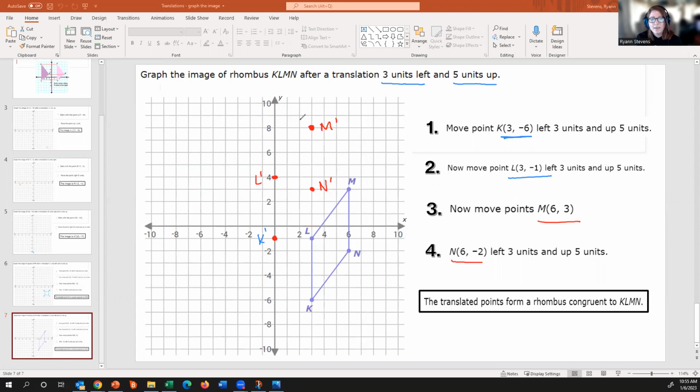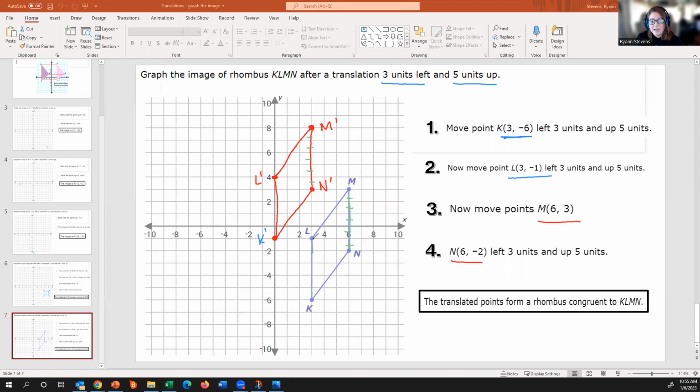And from this point, we can connect these. And we should have a shape that's very similar. It is congruent to the one that we started with, our pre-image. One way you can check to make sure is to look at this line here for MN and count how many places it was: 1, 2, 3, 4, 5. And here we want to make sure it's 5 as well: 1, 2, 3, 4, 5. And it is the same.